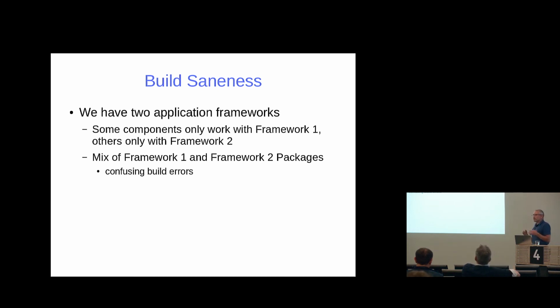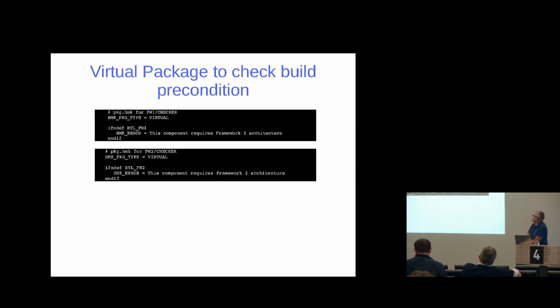Okay, and then we do something to ensure build saneness or build consistency. Because in our division we have two major application frameworks. Some of the software components only work with framework number 1. Others only work with framework number 2. But if you mix framework 1 and framework 2 components by mistake, you will get very confusing build errors. And instead of giving them build errors from GCC, we try to give them a more reasonable build error from HiMake. So we use, again, some virtual packages to check some build precondition.